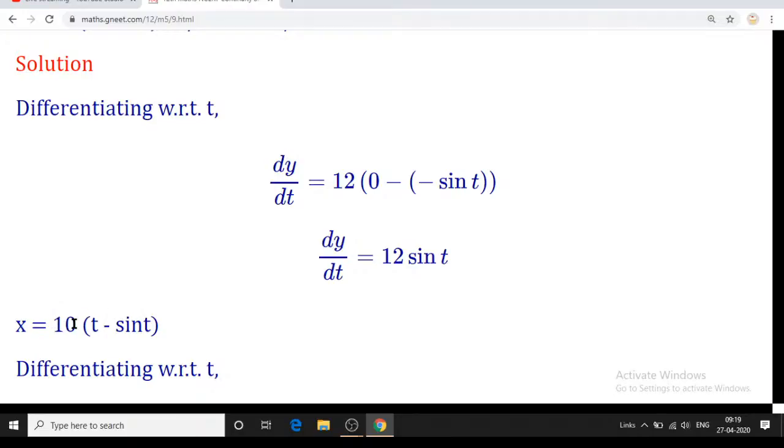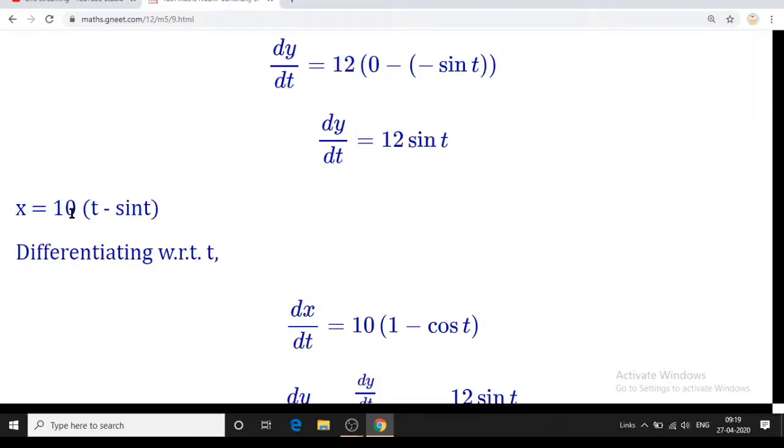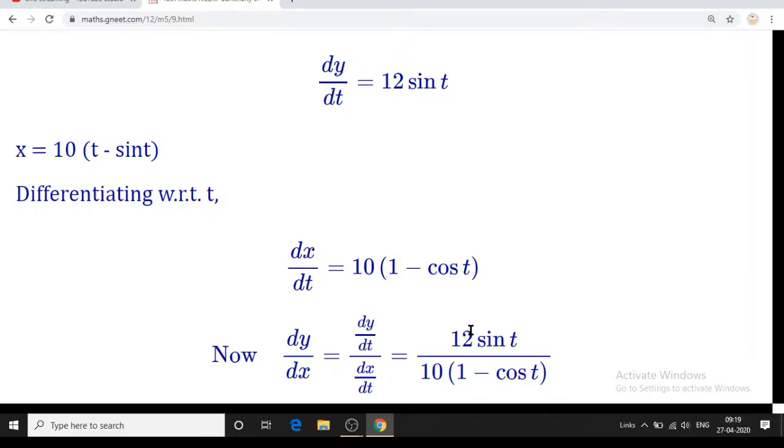X was given as 10 into bracket t minus sin t. Now when we differentiate with respect to t, for dx by dt, 10 is a coefficient and will remain as it is. The derivative of t with respect to t is 1, minus cos t. Now what we require is dy by dx. So dy by dx is written as dy by dt upon dx by dt. So that is equal to 12 sin t upon 10 into 1 minus cos t.